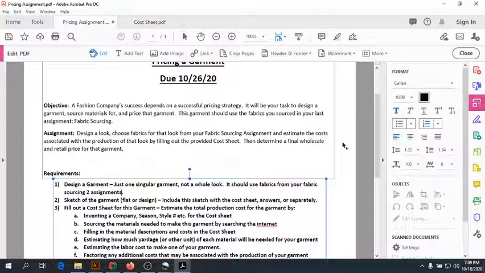So you're going to design a look, choose fabrics for that look from, of course, your fabric sourcing assignment, and estimate the costs associated with the production of that look by filling out the provided cost sheet. And we're going to go over that in a second. Then you're going to determine a final wholesale and resale price for that garment, based on a markup strategy that will align with your price point, customer, and market.